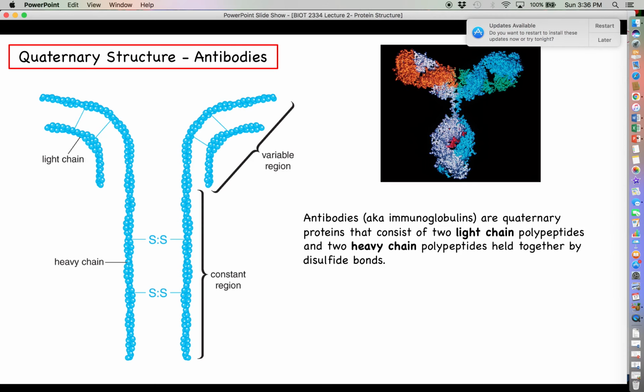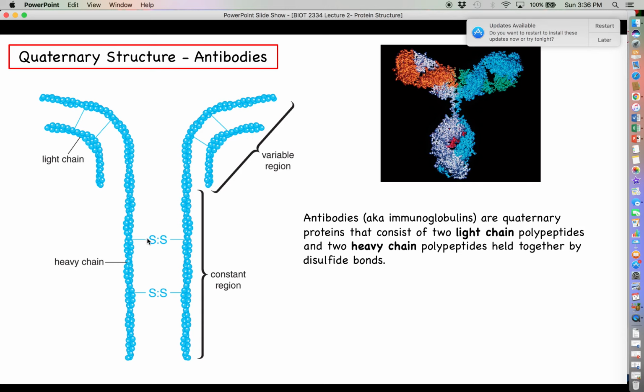One other important example of the role that disulfide bonds play in the quaternary structure of proteins is in antibodies, and we'll have a good long discussion on antibodies later in the semester. But antibodies are these Y-shaped molecules. They're also called immunoglobulins. So these are quaternary proteins that consist of 2 light chain polypeptides. That's what you see right here. They're called light chains because they're shorter. And then 2 heavy chain polypeptides.